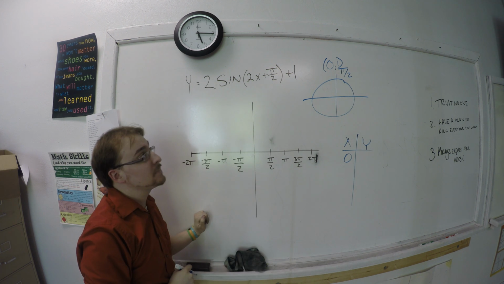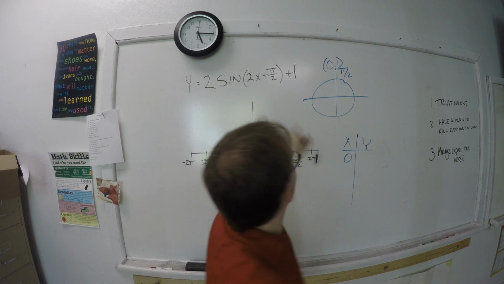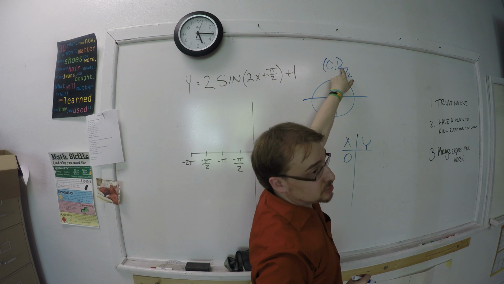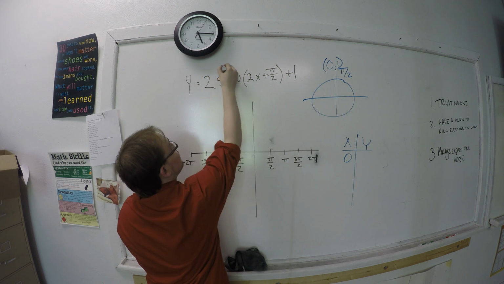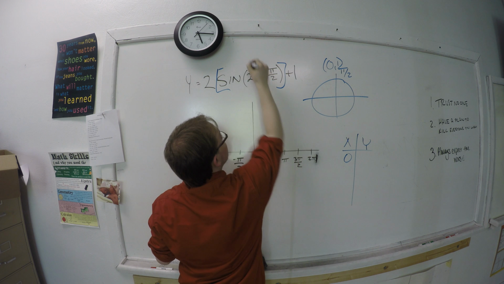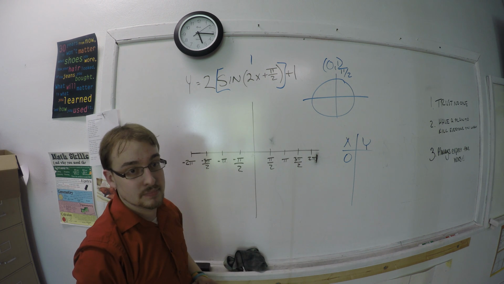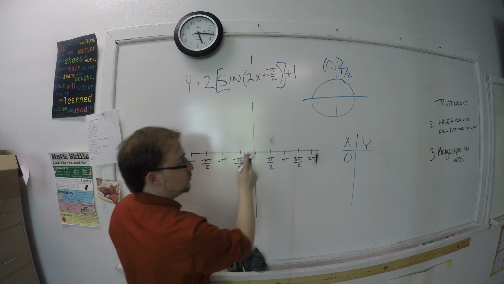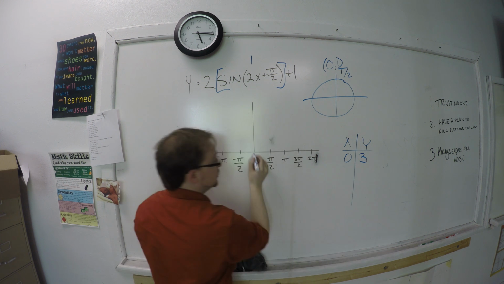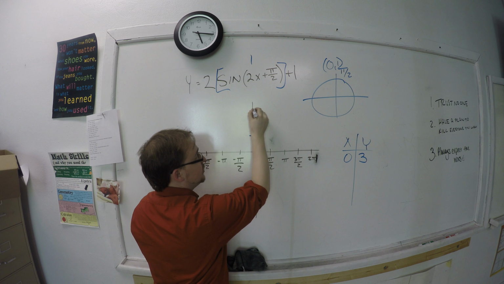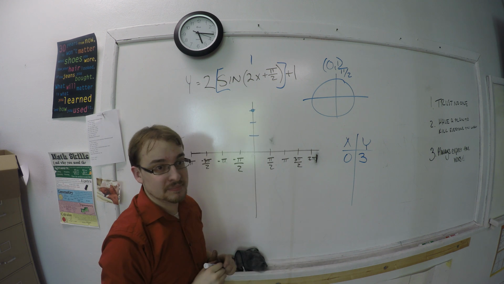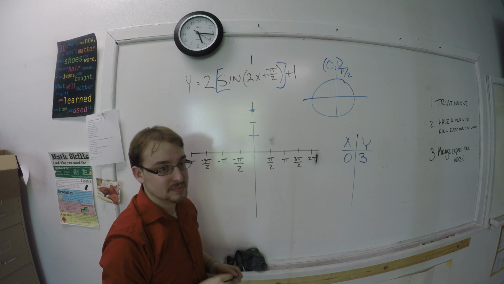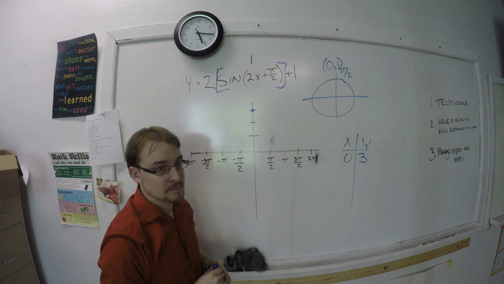So what value is sine interested in? We just found out this whole thing that we've done so far is equal to 1. So 2 times 1 plus 1 is 3. When we plugged in 0, we got 3. So the point is (0, 3).